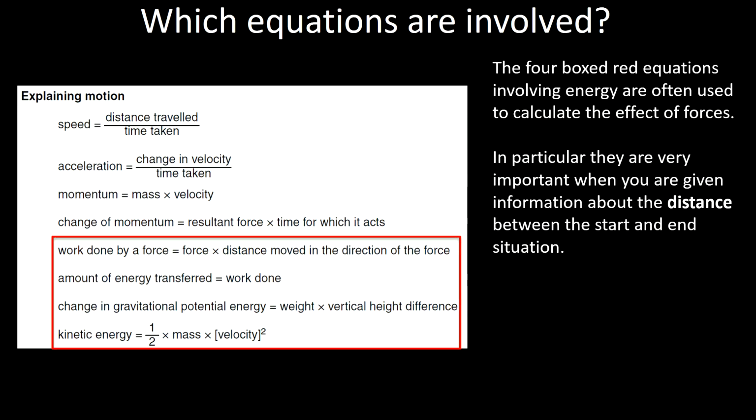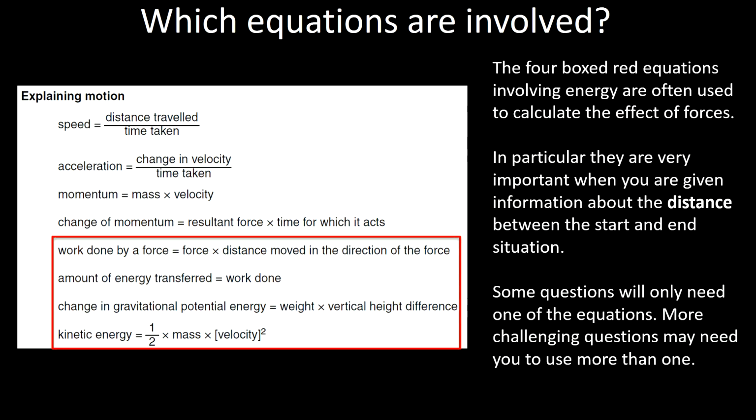Unlike the momentum calculations, which often look at a starting and final situation separated by a certain amount of time, work and energy calculations are most useful if you have a starting and final situation separated by a certain amount of distance. With some questions you might only need one of the equations, but the more challenging questions might need you to join several together. So a 4-mark calculation usually needs more than one equation.